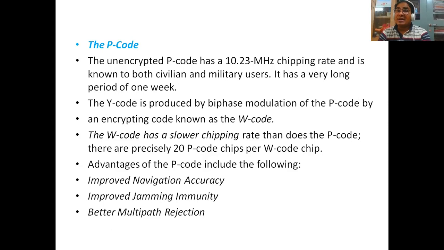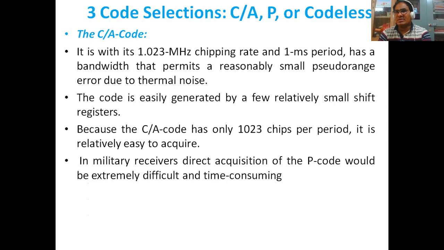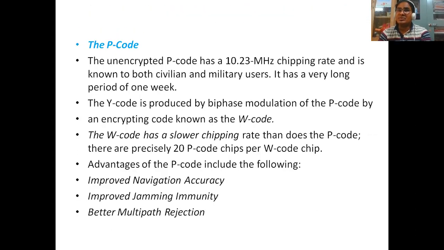So P code has a 10.23 megahertz chipping rate. Earlier it was 1.023, but this is a 10.23 megahertz chipping rate, and it has a very long period of 1 week. Of course, all these things we learned in the previous class. And here it is an encrypted P code, as we just studied. Only specific users can use this.